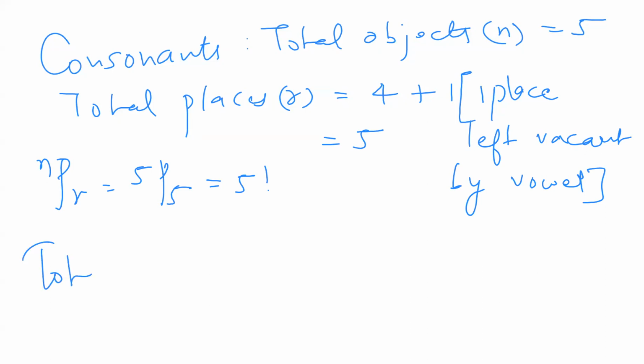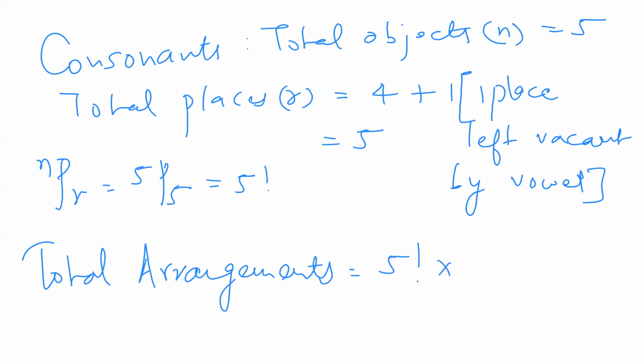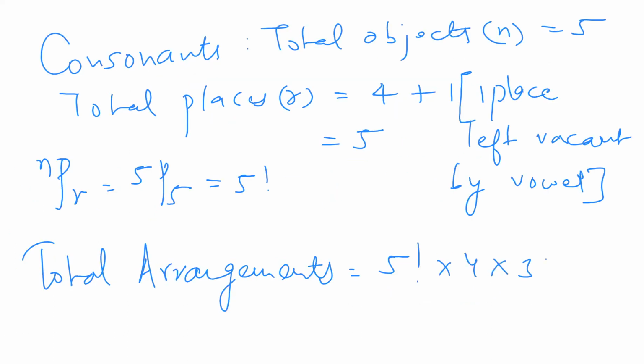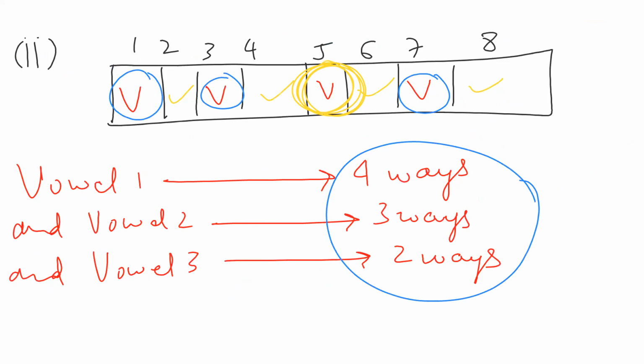So total arrangements is equal to 5 factorial into vowels arrangement, which is 432. Vowels arrangement is 432. So if you want to copy, I'll take you to the previous page. Please copy this.